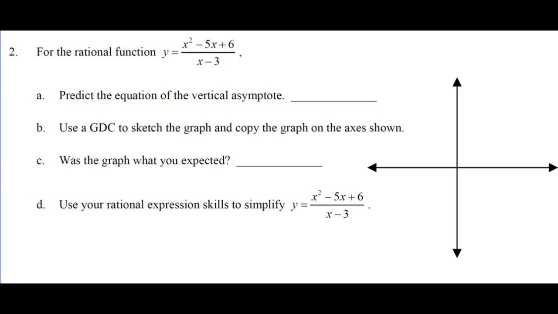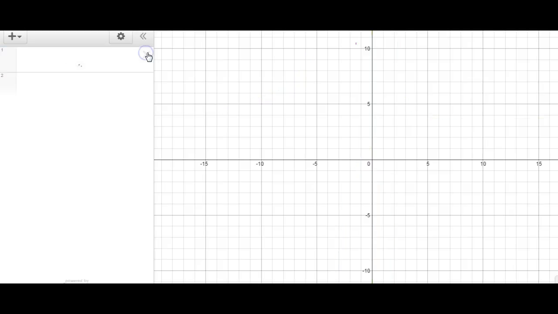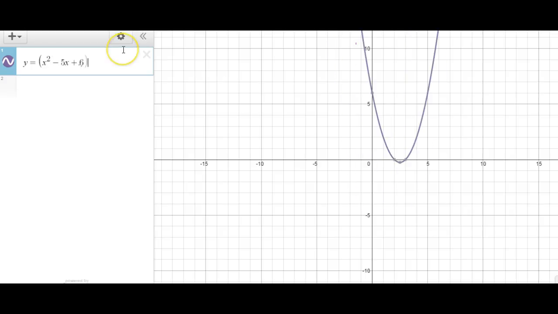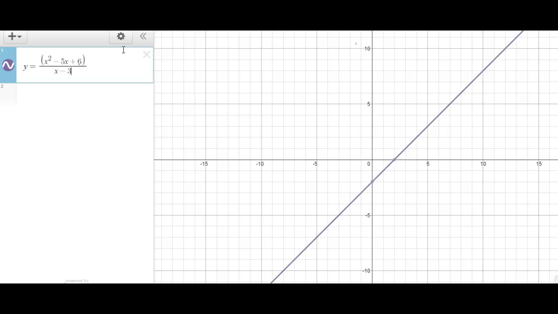For the rational function y equals x squared minus 5x plus 6, where is the vertical asymptote going to be? Well, don't say 3. Say x equals 3. Use the GDC to graph x squared minus 5x plus 6. So you can follow along on your own calculators. Where's the asymptote?